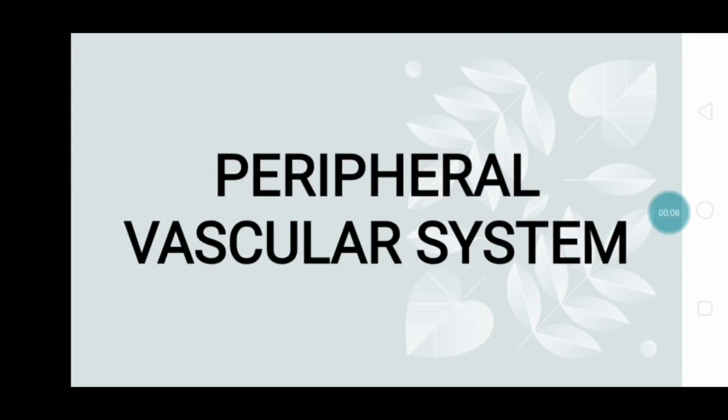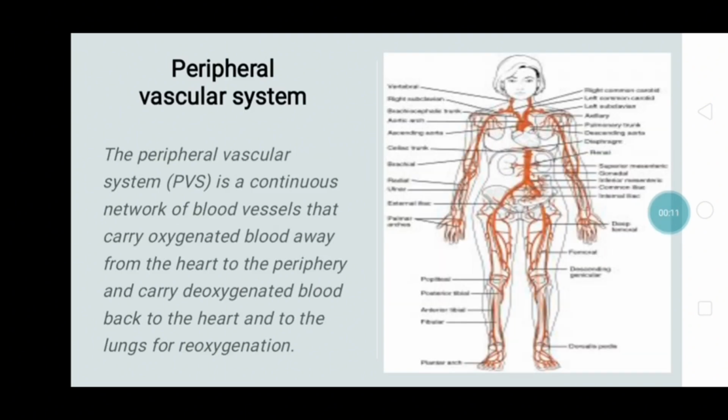So good morning everyone. We are group 12 and we are going to discuss the peripheral vascular system. So the peripheral vascular system is a continuous network of blood vessels that carry oxygenated blood away from the heart into the periphery and carry the deoxygenated blood back to the heart and to the lungs for reoxygenation.